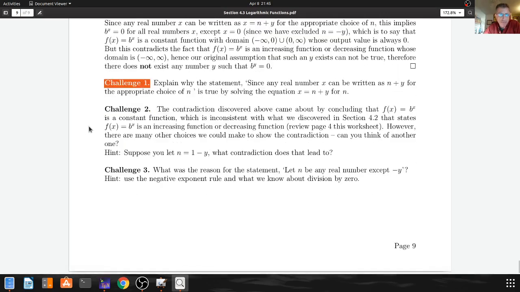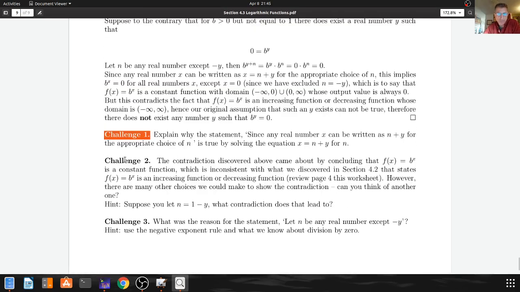So here we have 3 challenge questions. I'm just going to read them. Explain why the statement, since any real number x can be written as n plus y for the appropriate choice of n, is true by solving the equation x is equal to n plus y for n. Here y is understood to be a fixed number. Y is a constant. So that's really easy to do. I literally tell you what to do.